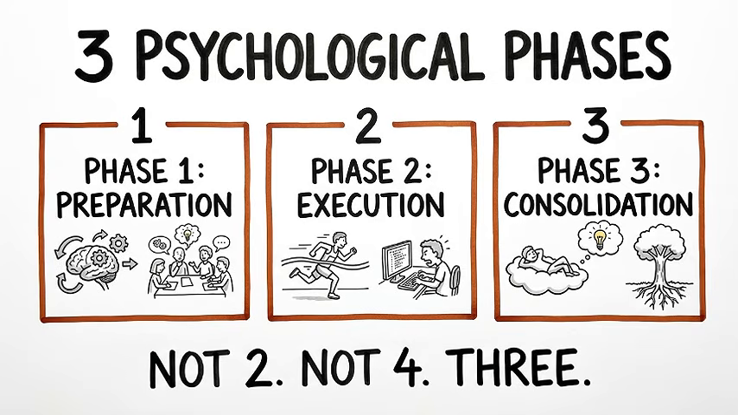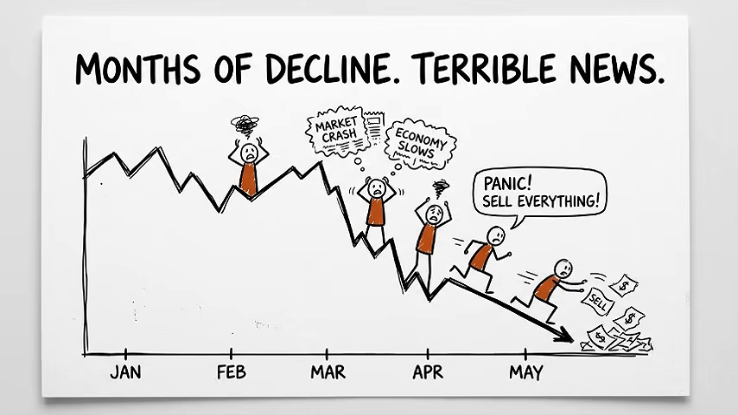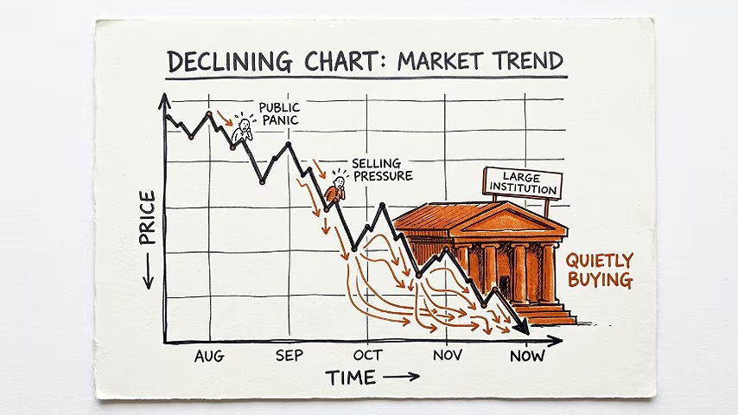Every major trend moves through 3 psychological phases. Not 2, not 4, 3. And knowing which phase the market is in right now changes everything about how you should be positioned. Phase 1 is accumulation. The market has been declining for months. News is terrible. Retail traders are panic selling or have completely abandoned the asset. Everyone has given up. But behind the scenes, institutional money, funds, smart money, they are quietly buying.